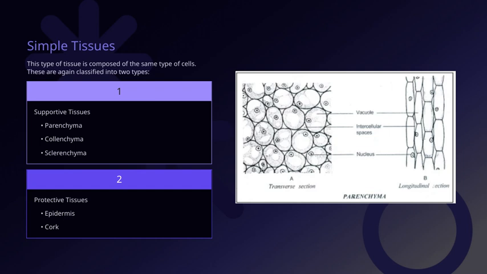Connecting this to our overall theme, understanding these simple tissues is crucial because they form the foundation of plant structure and function, enabling plants to grow, protect themselves, and adapt to their environment.